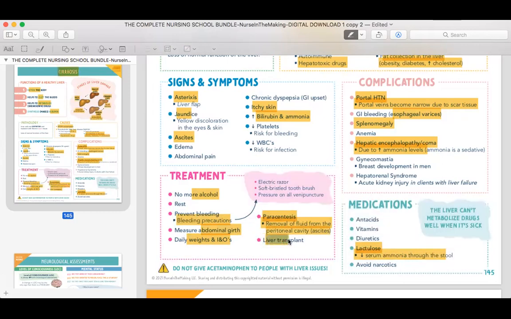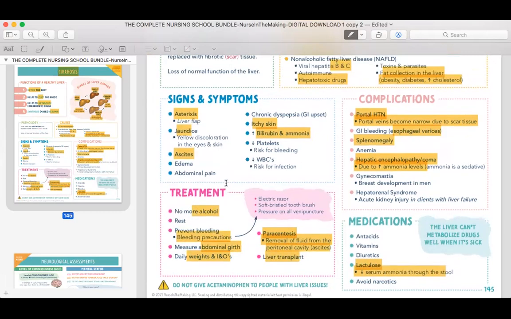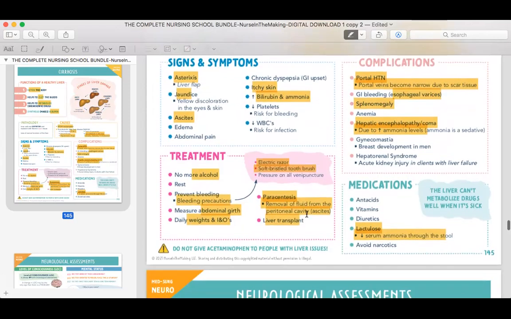Remember, with the liver, if somebody can donate half of their own liver, the donor's liver regrows. Use an electric razor and a soft toothbrush, because remember they can't clot.